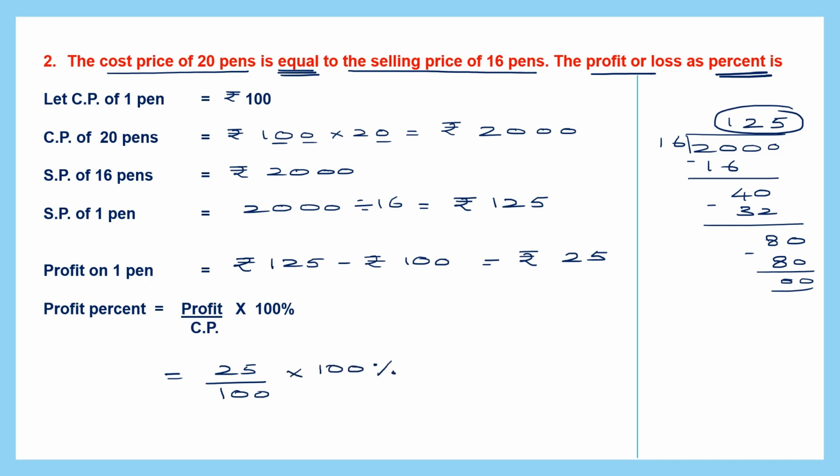Now we can cancel. I can cancel this and this. So now what do we have? 25%. So this is our answer, 25%. And that is option 4, 25% profit. We have a profit of 25%.